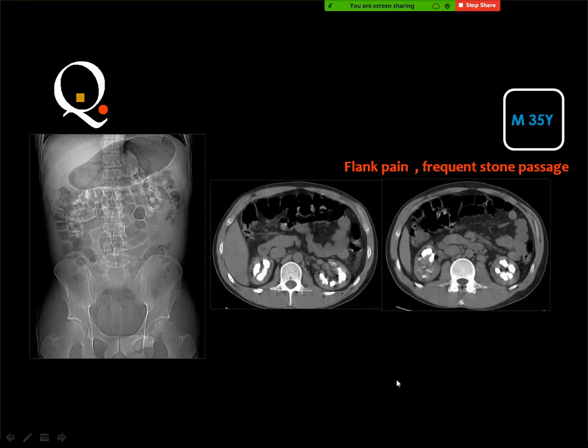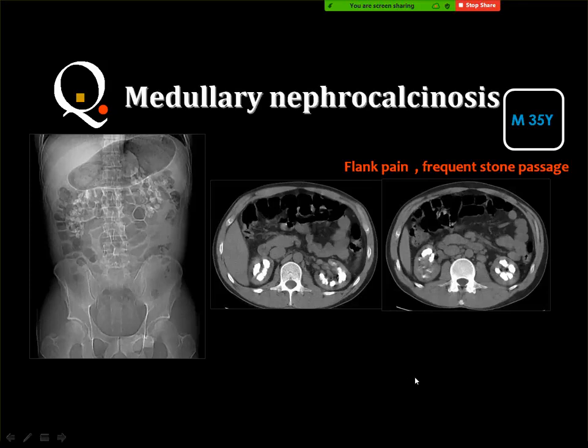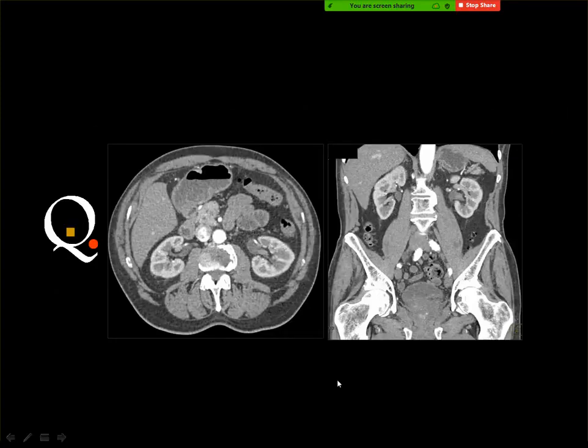Multiple myeloma. Nephrocalcinosis. Medullary nephrocalcinosis, and you can see it in the nephrogram. Don't consider so many stones in the kidneys, bilateral and symmetric like this. This is not the usual appearance for renal calculi.